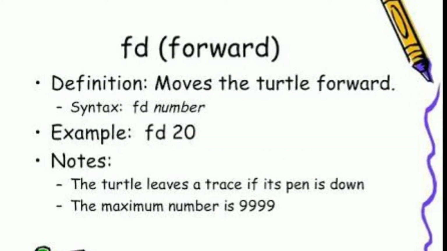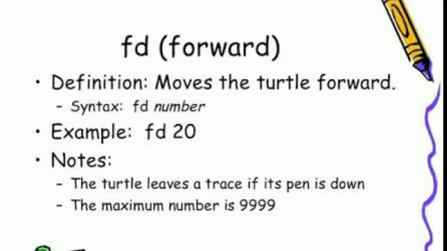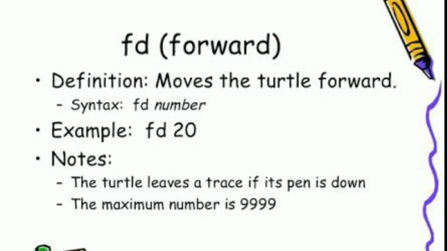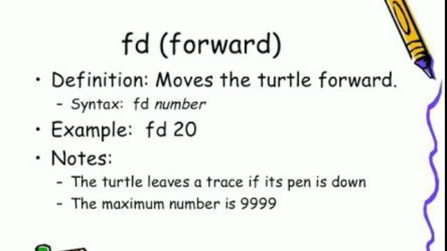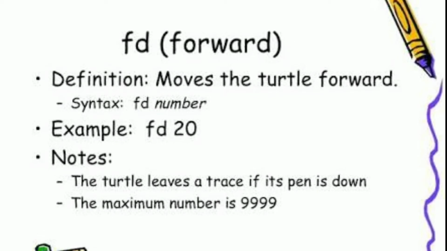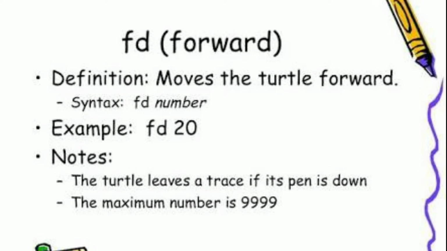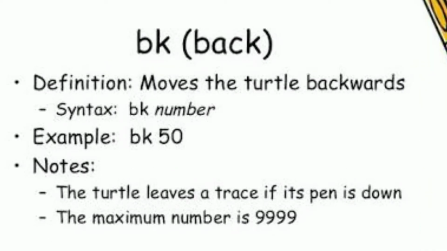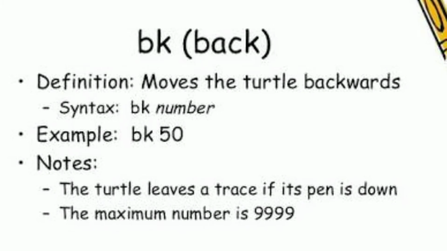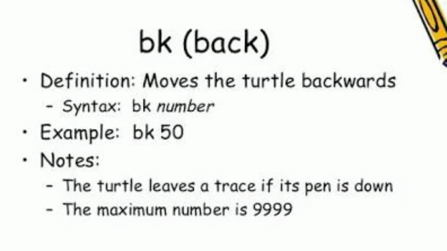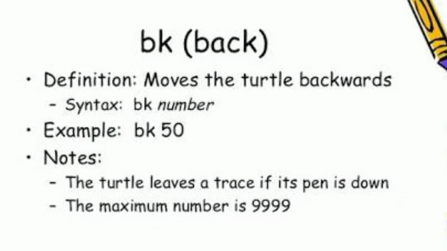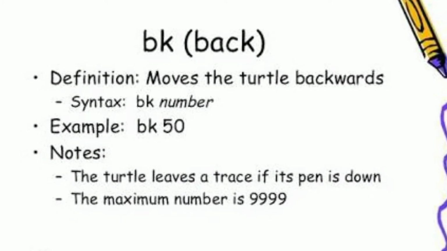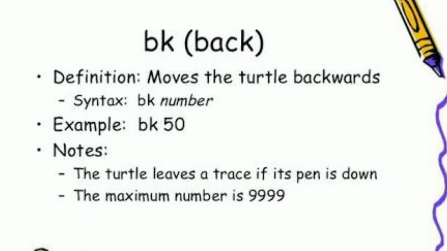Now first of all we will discuss the FD command. FD stands for forward. It will move the turtle forward. For example, FD 20 is used to move the turtle forward. Now we will talk about the BK command. It stands for back. It is used to move the turtle backwards. BK 50 will move the turtle 50 steps back.